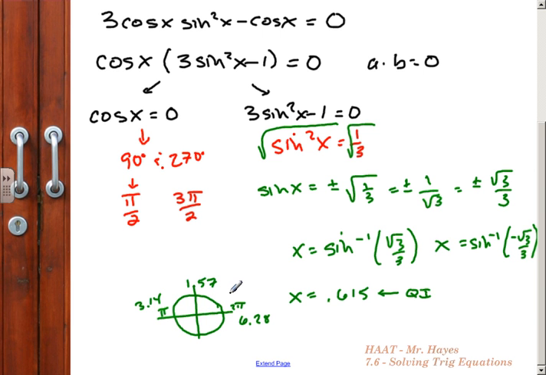Now, where else is sine positive? Okay, sine is positive in quadrant 1 and in quadrant 2. So that means that here, essentially, I've got this arc length that is this big here. That's 0.615. That means I also have this arc length over here that is 0.615. So to find the balance of this is going to be pi minus the 0.615.